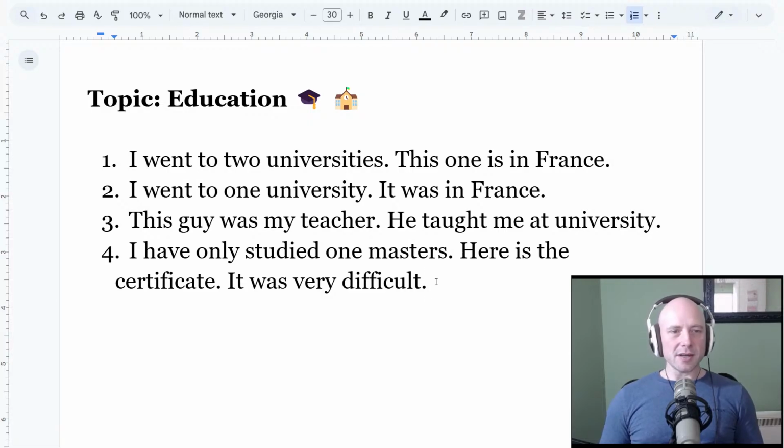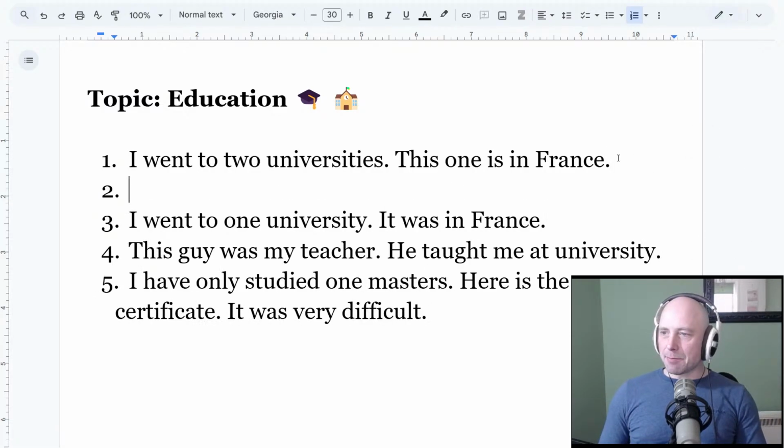Number 2, I went to 1 university. It was in France. Number 3, this guy was my teacher. He taught me at university. Number 4, I have only studied 1 master's. Here is the certificate. It was very difficult. So in each case, I'd like you to try and make a sentence with a relative clause. You can do it any way you want. And while you're working on it, I will give you an example for number 1.